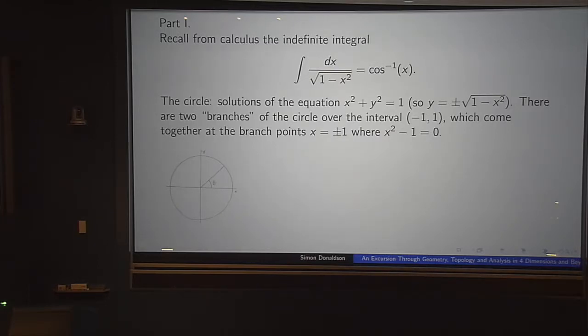And so, make an obvious remark. Look at the circle. You see, over the interval, as x runs from -1 to 1, not including the endpoints, there are two distinct choices of points on the circle, two distinct choices of this square root. You're making up what we might call two branches of the circle, and then these come together at the special points plus or minus 1, where 1 minus x squared is 0.